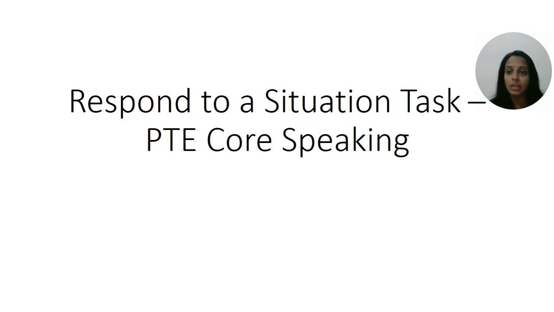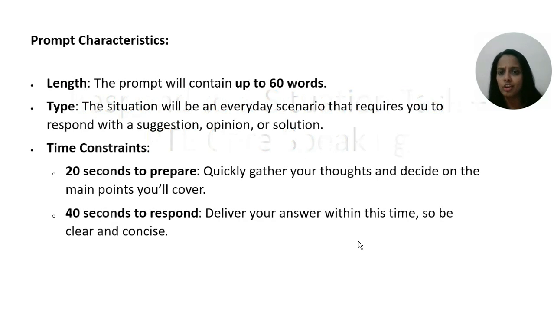When we are talking about this Respond to a Situation task, what is it designed for? It is designed to assess how well you can think on your feet and respond to everyday scenarios in English. So you will be presented with an audio prompt, typically up to 60 words long, describing a situation. Then you will need to provide a spoken response that addresses the situation in a structured, clear, and coherent manner. So you will have 20 seconds to prepare your answer and 40 seconds to speak.